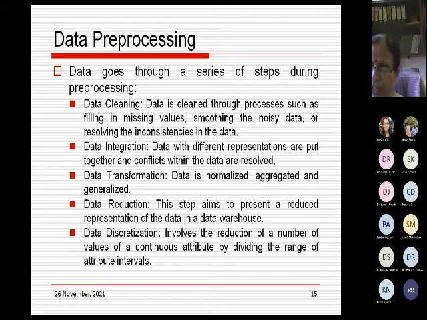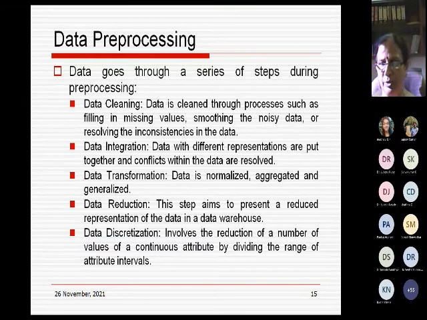Another data reduction is done based on the training and the test data set. You have to divide this whole data set into minimum two parts. One is the training, another is the test data set. So once on one set you build the model, from another set you will validate the model. So the data reduction is again part of the data preprocessing.